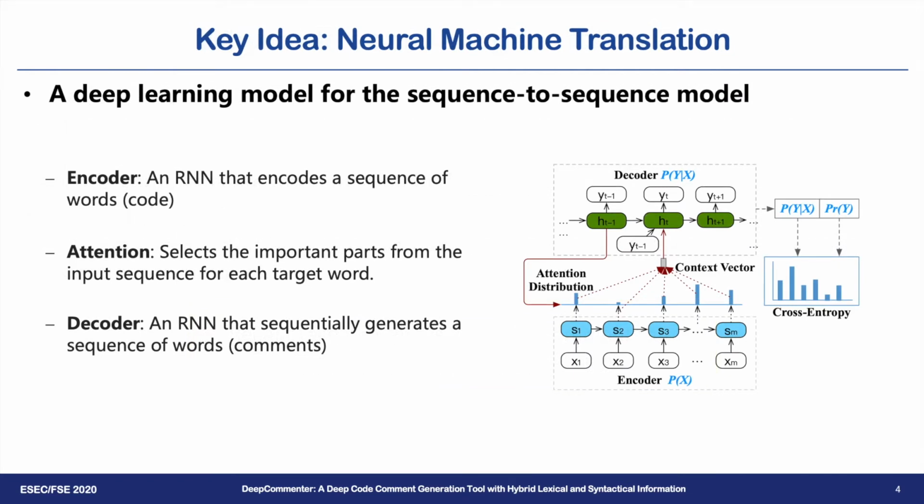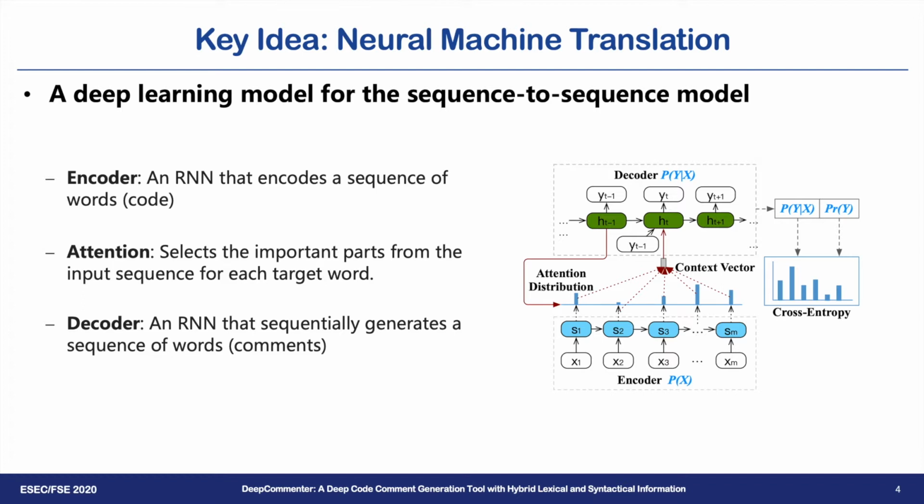Our work is inspired by the neural machine translation system. Intuitively, the process of code comment generation is similar to the machine translation process, but there are some differences. As we all know, machine translation tasks translate a sentence of one natural language to another, while the code comment generation task translates source code to natural language. This task bridges the gap between programming language and natural language.